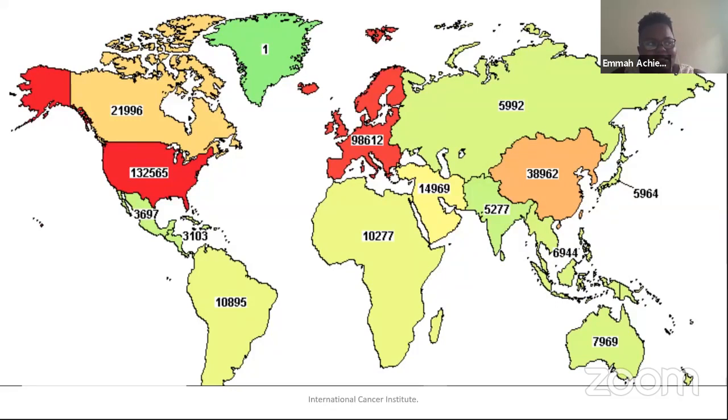Because trials ensure that we can produce medicines and devices that are suitable for a specific population and persons. And many times when you search for literature and you're searching for studies done in Africa, you will find that many times Black American populations are used as a proxy for the African context.